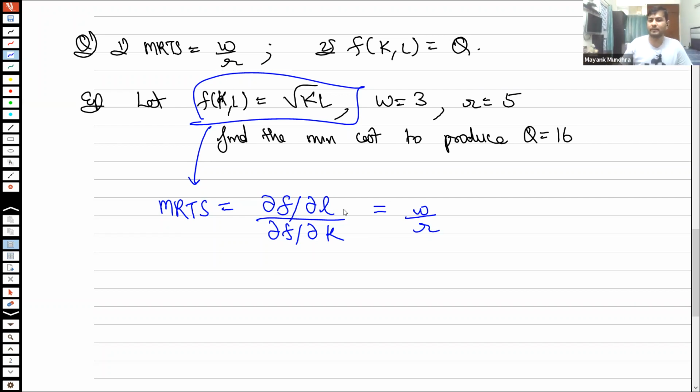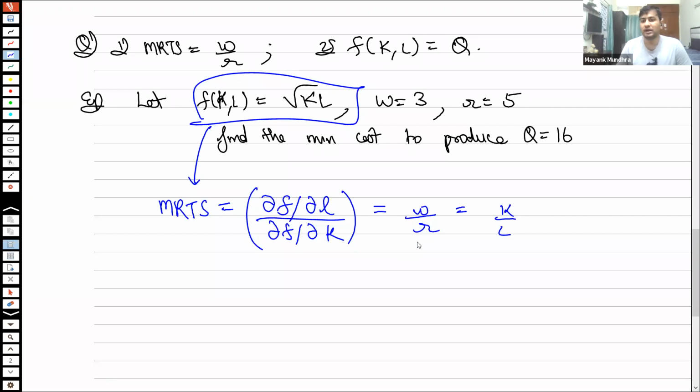But ideally, what happens is we follow this pattern: labor in the numerator, capital in the denominator. So as far as these classes are concerned, I'm going to stick with this form of MRTS. Always labor first and capital next. So in this case, MRTS becomes equal to K by L. Okay, so this is going to be your first equation, that W by R equals K by L.